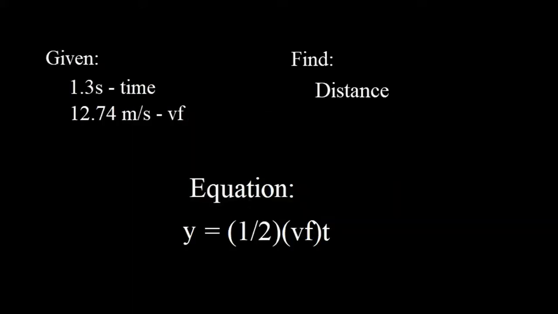Now let's reuse the example we gave earlier. The extreme tower ride at Enchanted Kingdom falls freely for 1.3 seconds after starting from rest. How far does it fall? We are given 1.3 seconds for time, 9.8 meters per second squared for gravity, and 12.74 meters per second for velocity final. We already got the velocity final earlier, and we're looking for distance. So our equation is d equals one half Vf multiplied by t, or y equals one half Vf multiplied by t.